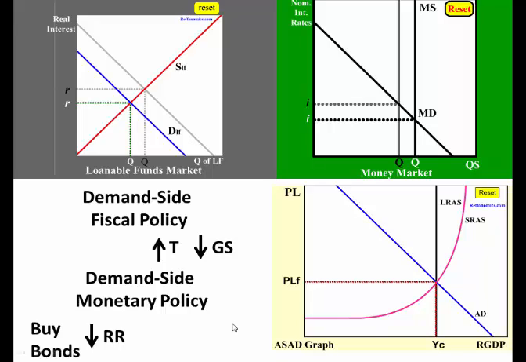So fiscal policy and monetary policy can either complement each other or they can counter each other to get us back to full employment.